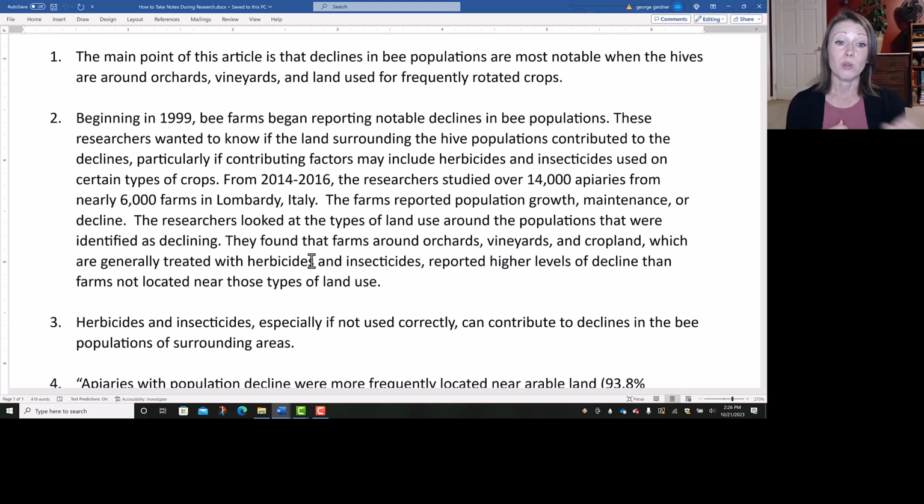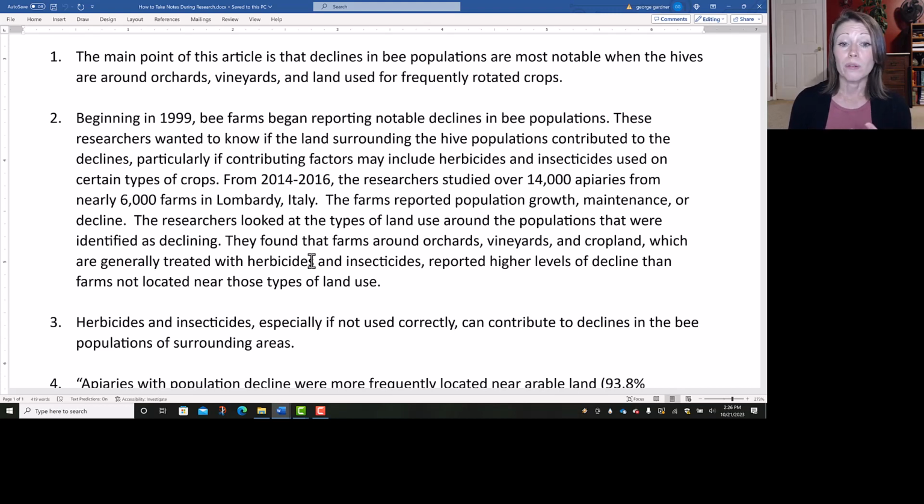So they studied from 2014 to 2016, that's my APA year issue there. The researchers studied over 14,000 apiaries from nearly 6,000 farms in Lombardy, Italy. The farms reported population growth, maintenance, or decline. The researchers looked at the types of land use around the populations that were identified as declining.